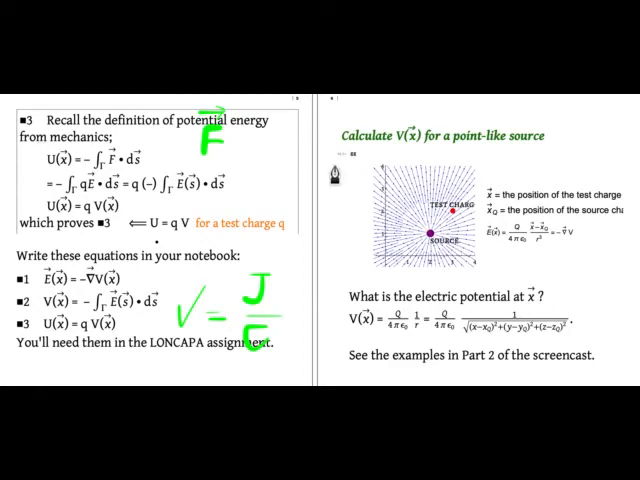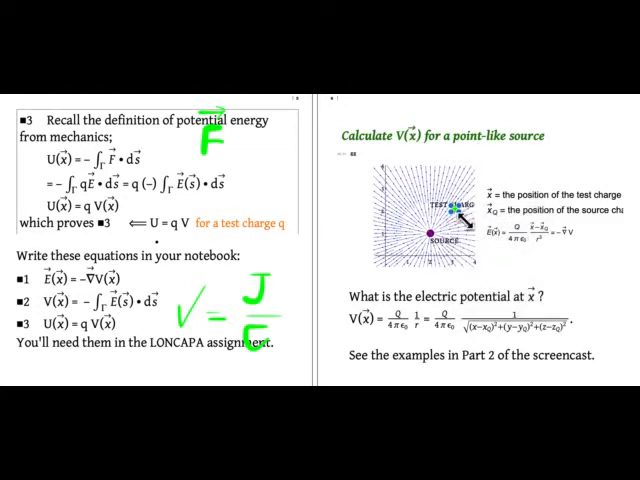Okay, well, now that we know the definition of the electric potential, how do we calculate it? Well, let's see how we can calculate the potential, V of x, for a single point-like source. So we have some source, a little charge. The way I've drawn it here, it's positive because the electric field lines are diverging away from the charge. And now I want to know what's the potential at some point x. So here's the point x. What's the potential there?